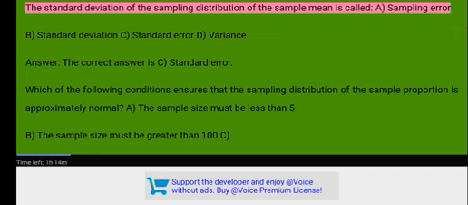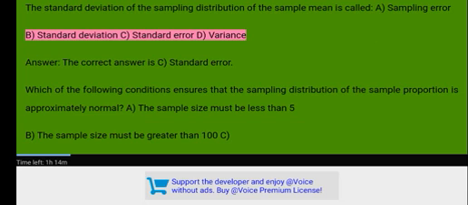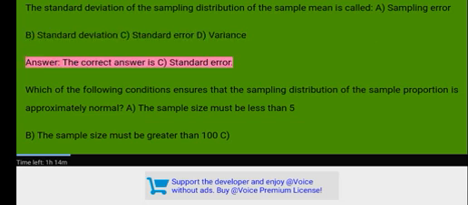The standard deviation of the sampling distribution of the sample mean is called: A. sampling error, B. standard deviation, C. standard error, D. variance. Answer: the correct answer is C.